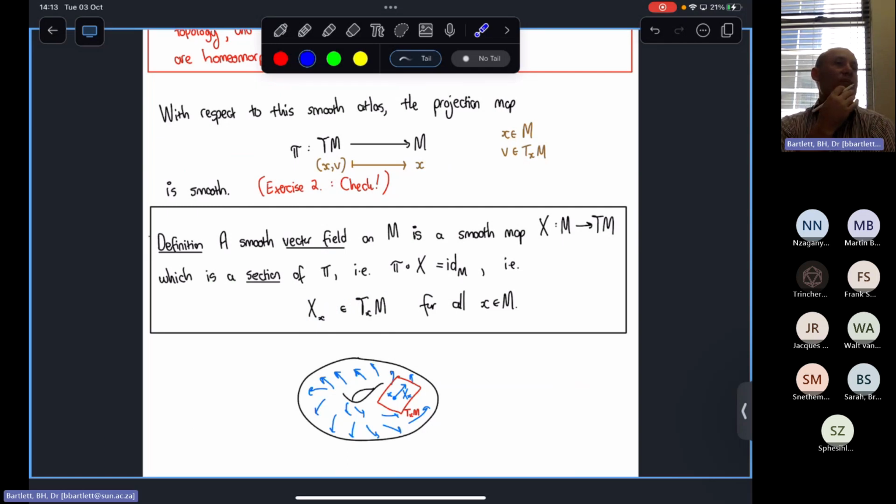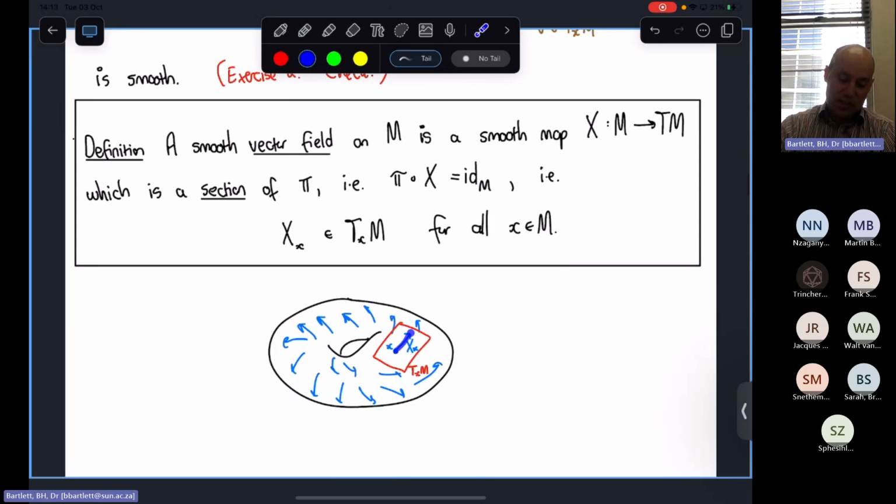But now having these charts has allowed us to say what it means for X to be smooth. Now we can say it's a smooth map between manifolds. Okay, so a vector field is just a smooth selection of a tangent vector at every point in the manifold.